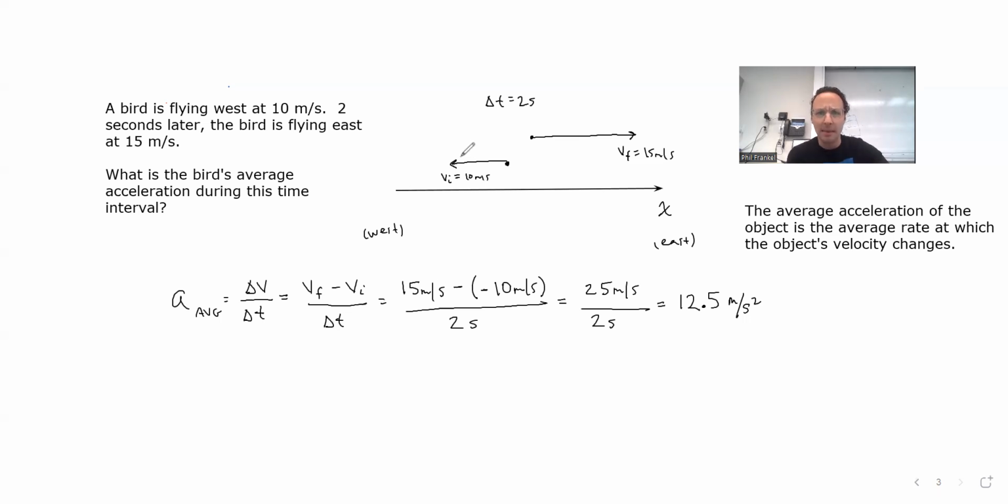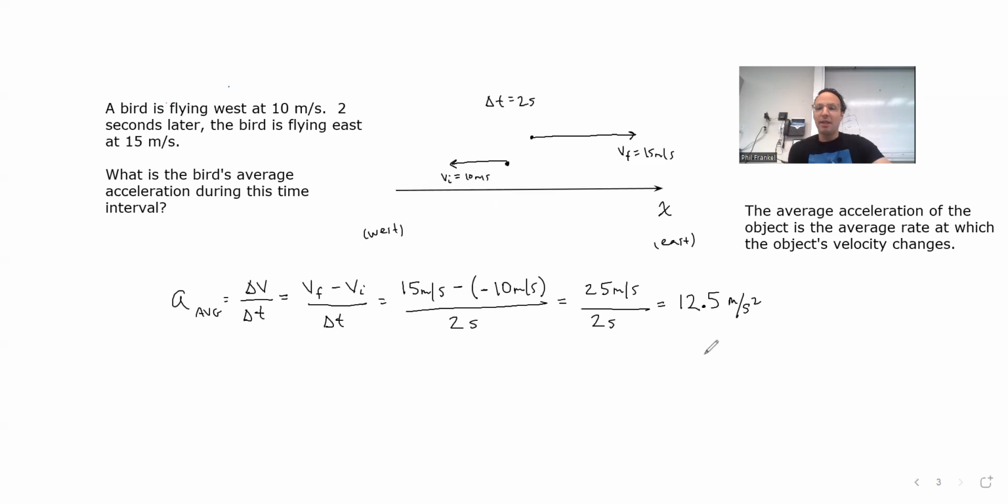Let's think about that. The initial velocity is negative 10 meters per second. So after 1 second, if I add 12.5 meters per second, I'll get positive 2.5 meters per second. After the next second, I add another 12.5 meters per second onto the velocity, and I go from positive 2.5 plus 12.5 gives me positive 15 meters per second. It's the final velocity.